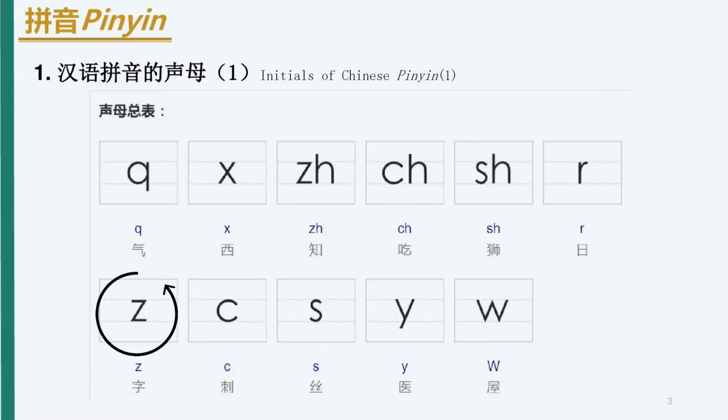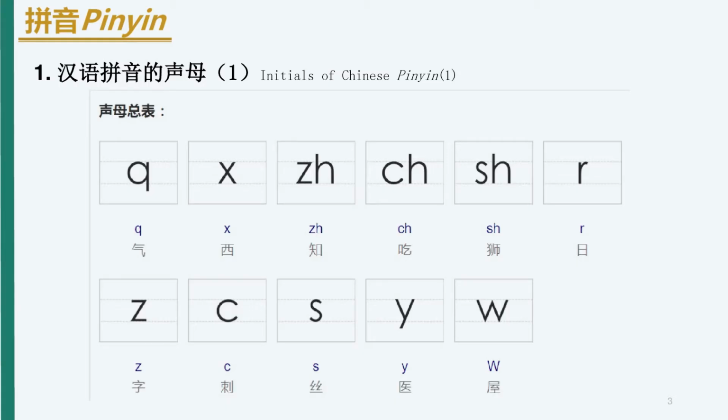Qi, xi, zhi, chi, shi, ri. Okay, did you get everything? So let's go to the next line, which is the last line for the initials. First one is like a mosquito sound. Zi, zi. Good. Next one is very similar to when you pronounce the plural of cat, that is cats. There is a little sound at the end, and if you make it stronger, then it will be this one. So ci, ci.